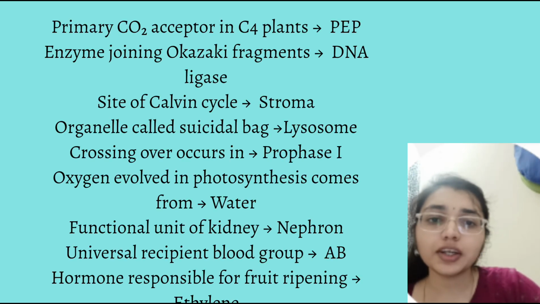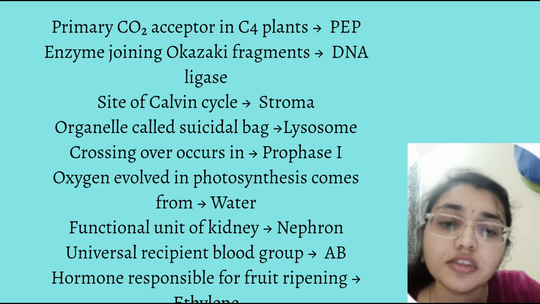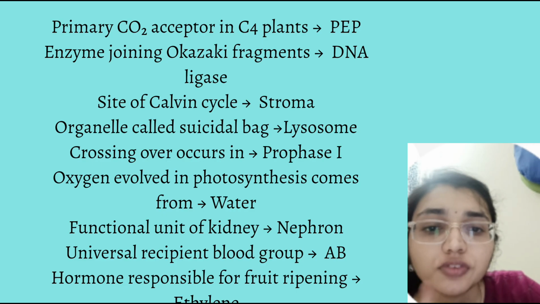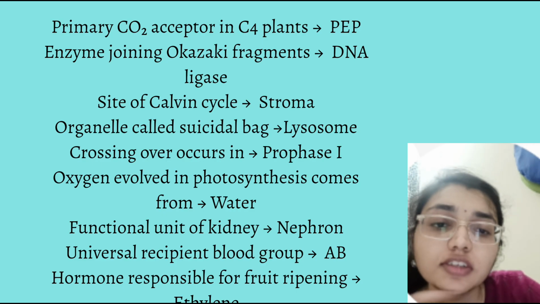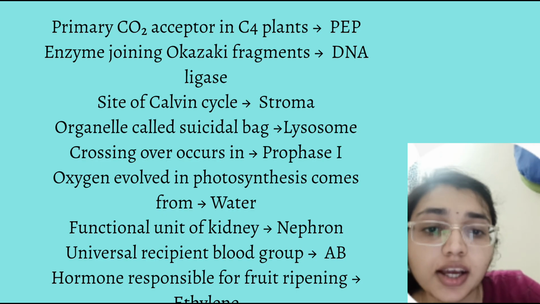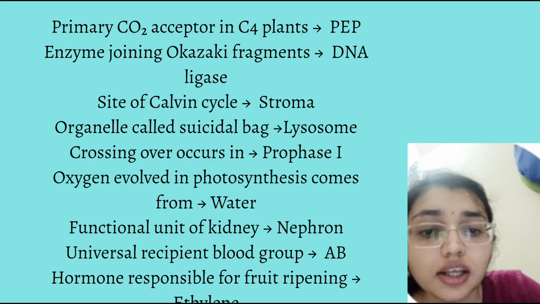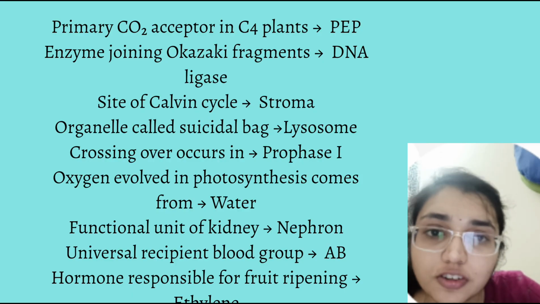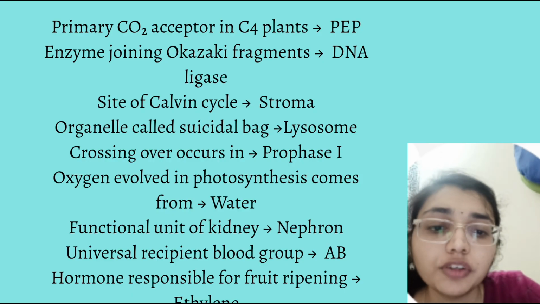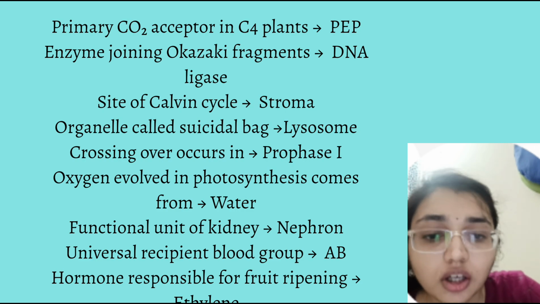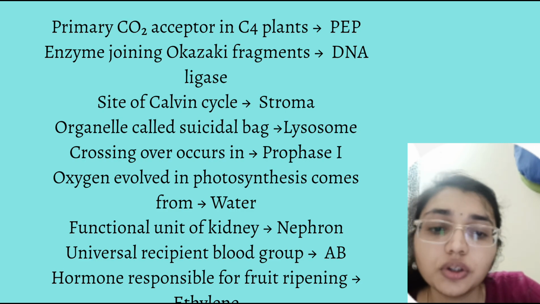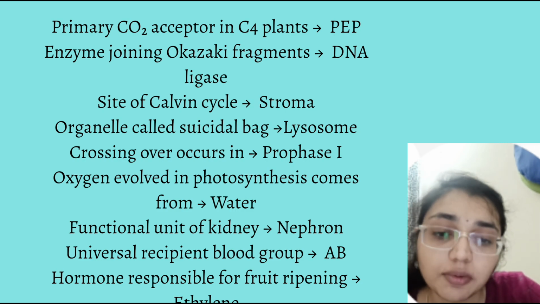So some of the important highlighted points which we must know, that is first, the primary CO2 acceptor in C4 plant, that is PEP. Enzyme joining Okazaki fragment is DNA ligase. The site of the Calvin cycle is stroma. The organelle called suicide bag is the lysosome. Crossing over occurs in prophase 1. Oxygen evolved in photosynthesis comes from the water. The functional unit of kidney is nephron. The universal recipient of the blood is AB blood group.